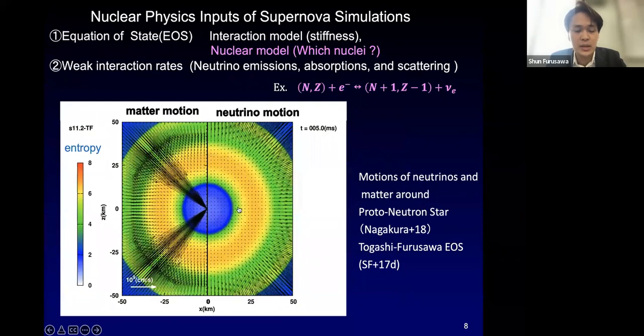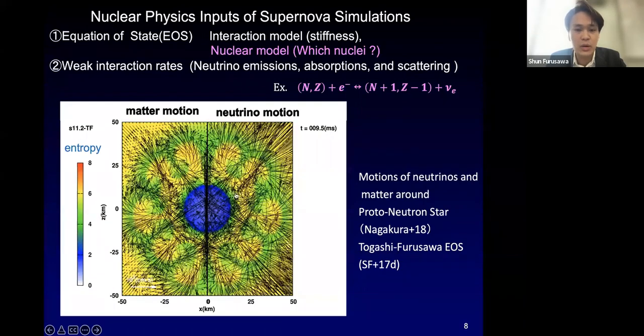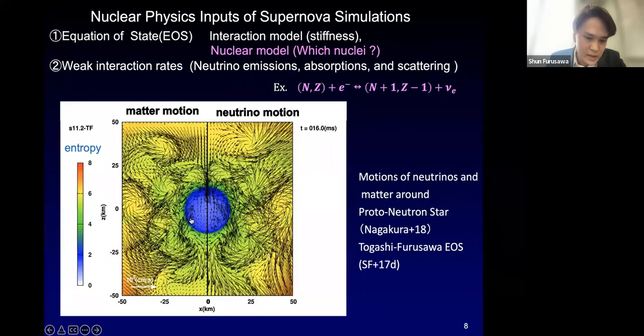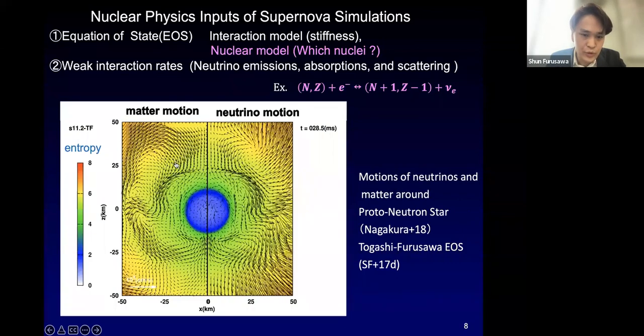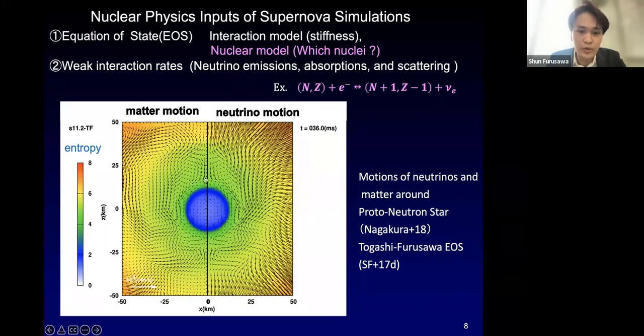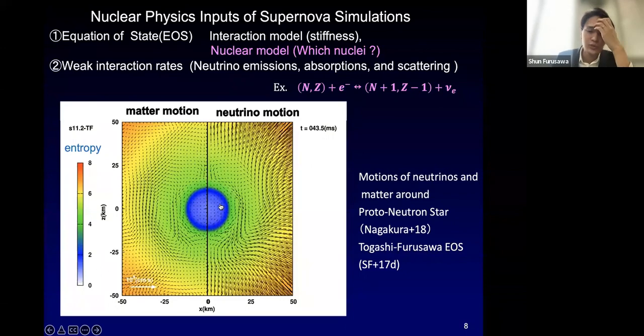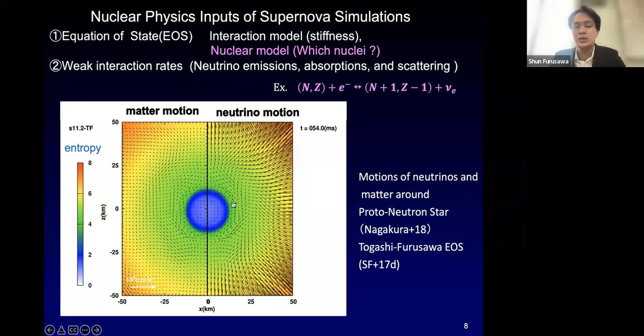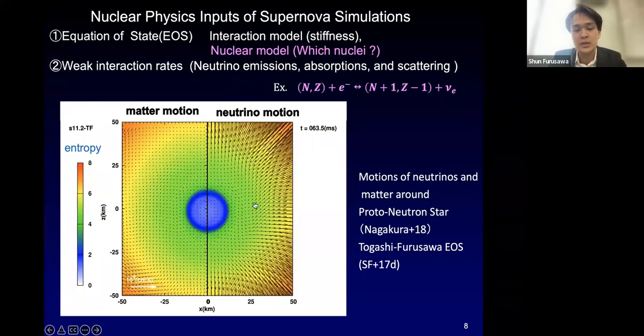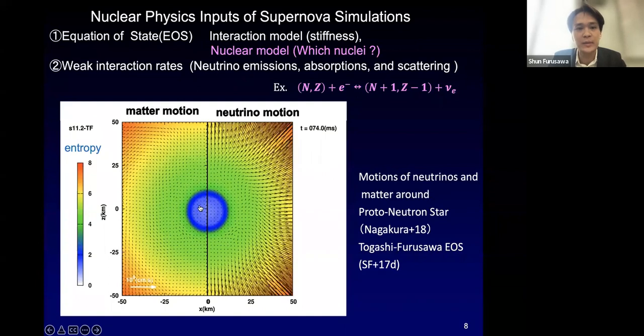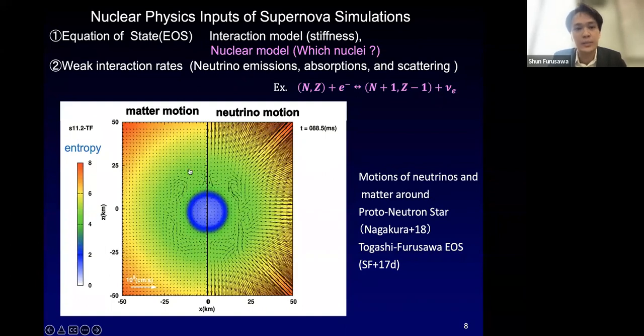And this is the animation of neutrino and matter motion around protoneutron stars. To perform these supernova simulations, we require microphysics input.